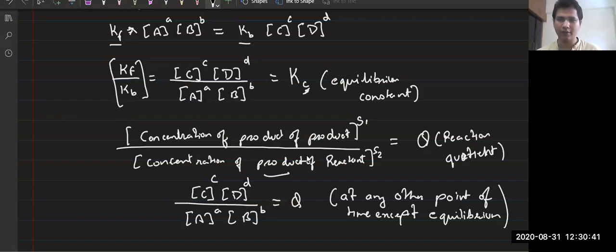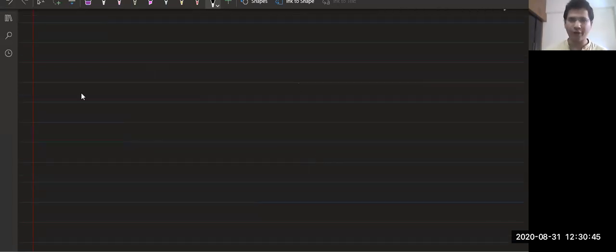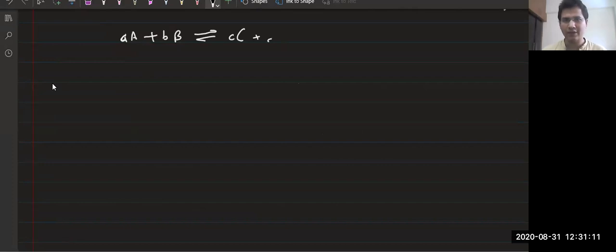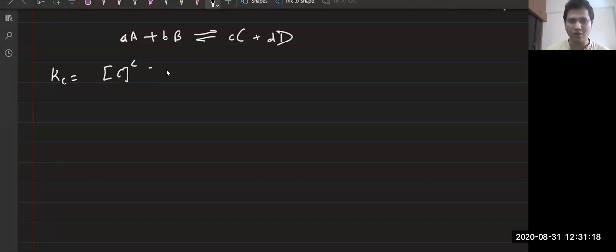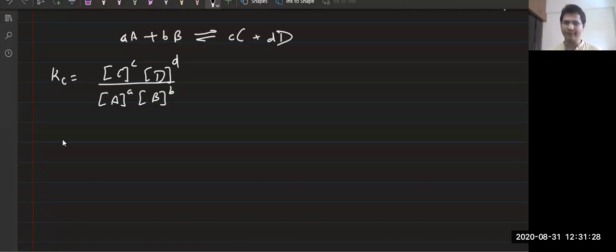Now I'll try to write the summary. For any reaction, with the stoichiometric coefficient and order the same, it's an elementary reaction. So aA plus bB gives cC plus dD. Here Kc is equal to concentration of C to the power c into concentration of D to the power d, divided by concentration of A to the power a, concentration of B to the power b. Yes or no?